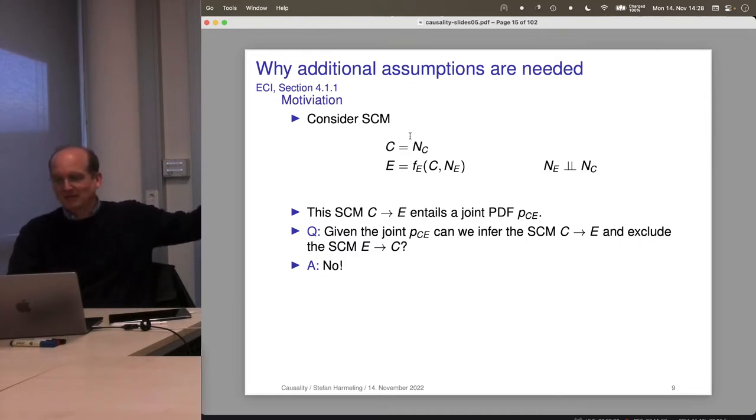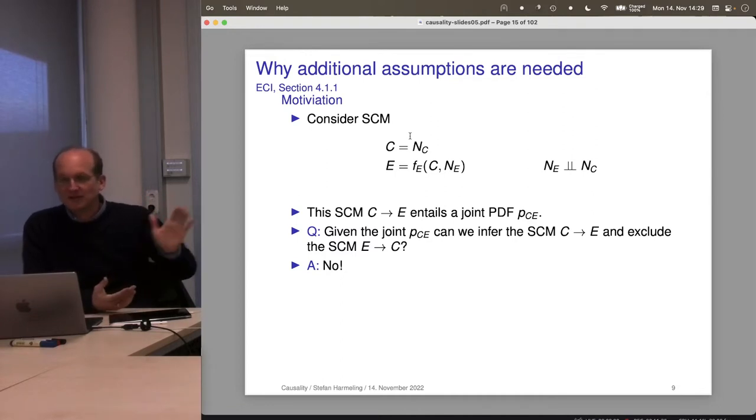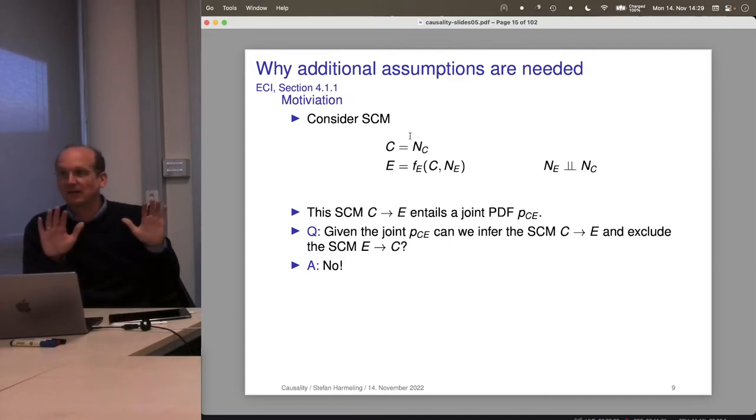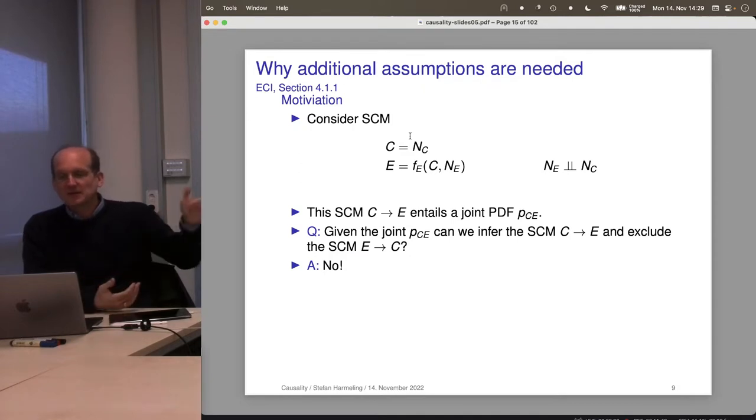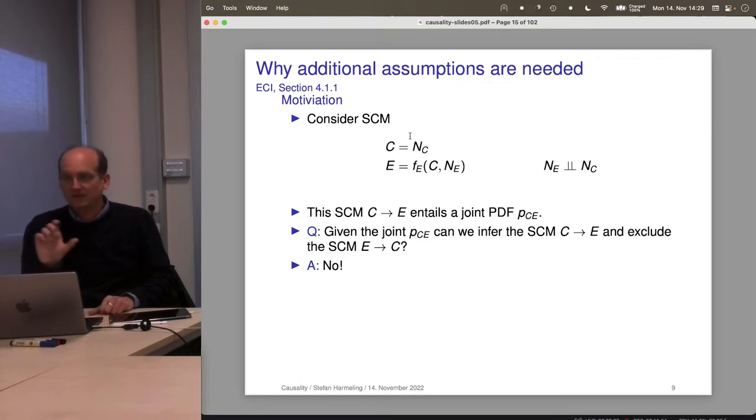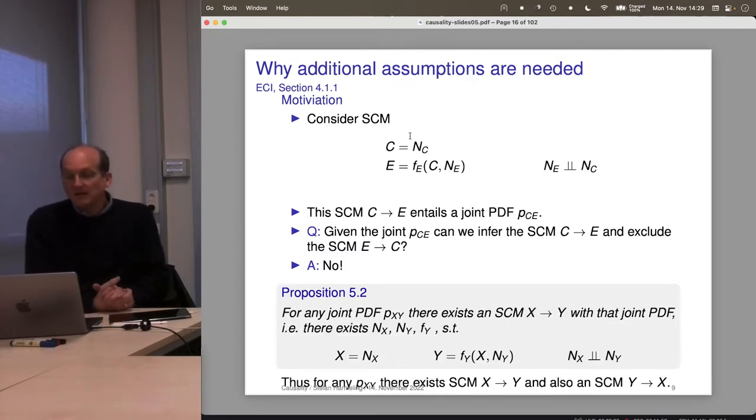Okay, so the question that I'm given here: if I know it's in one direction, no, given just a joint, can I infer that it's one direction? Can I exclude the other direction? And the answer is no. And the proof will be, given a structural causal model in one direction with a joint PDF, I show you how to define a structural causal model in the other direction. And then the next steps will be that I will discuss assumptions that are additionally made so that we suddenly have this asymmetric situation.